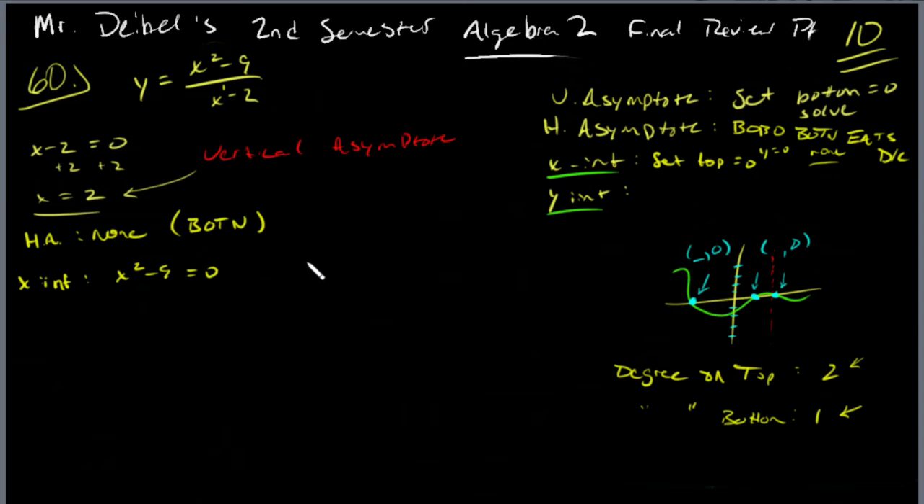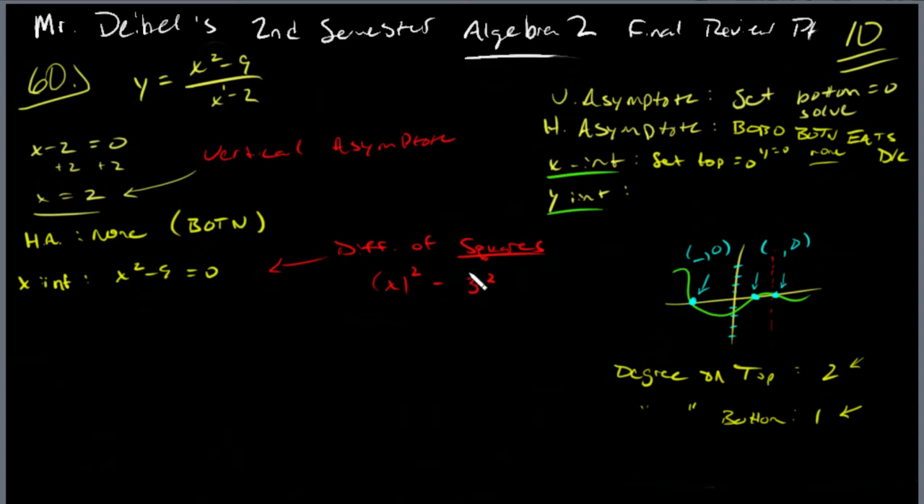This is a difference of squares. And I know that because x is being squared, so that's definitely a square. And then 9 is 3 squared.